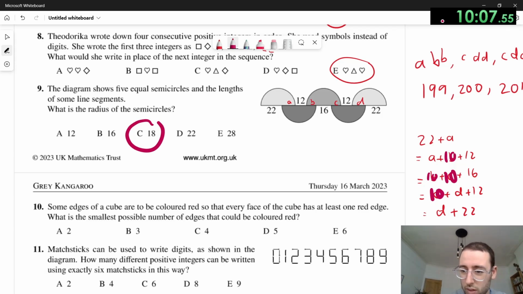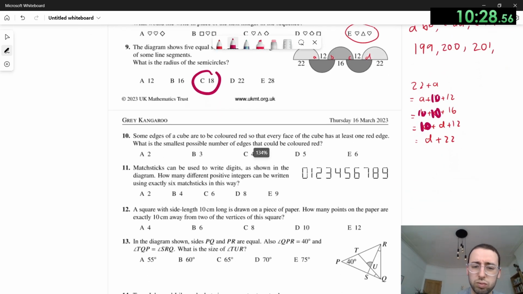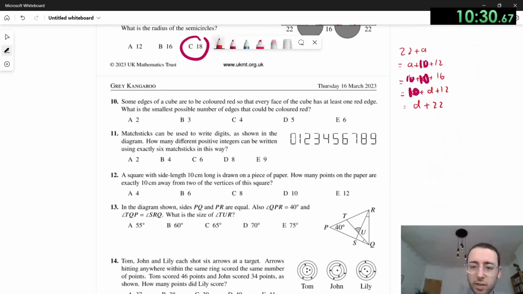Oof. 22. Yeah, I think that's right. A and D are the same. Oh, there's definitely better ways of doing this. But I'm pretty sure the whole thing's 36, and so it's 18. Oof. Okay, we're making slow progress.